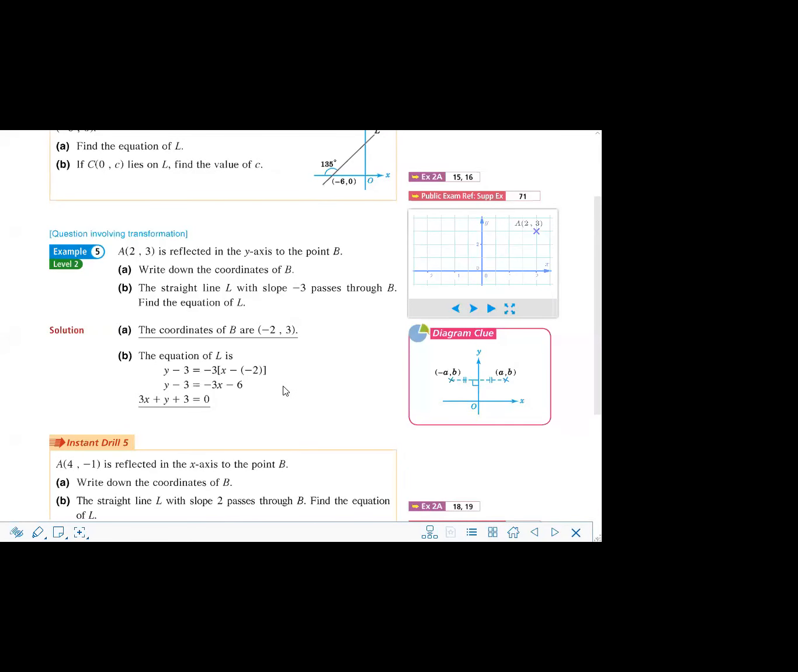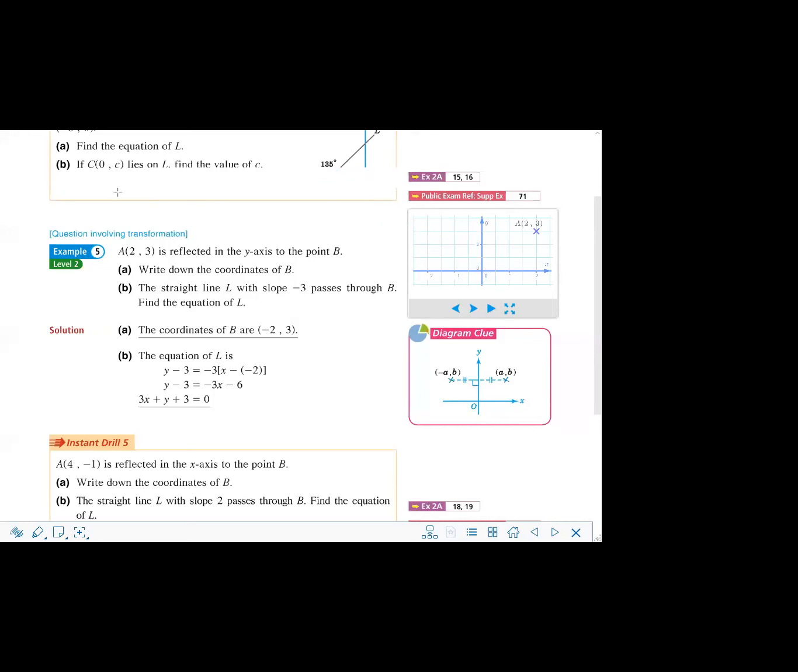Okay. Example 5. A point A is reflected in the y-axis to the point B. Sometimes the question will give you a point and then ask you to do some transformation, that is, to move the point. There are 3 types of movements we have learned in Form 1. The first type is reflection. For reflection, you need to notice what the axis of reflection is.